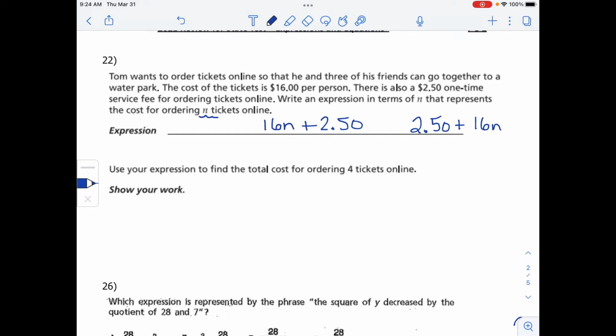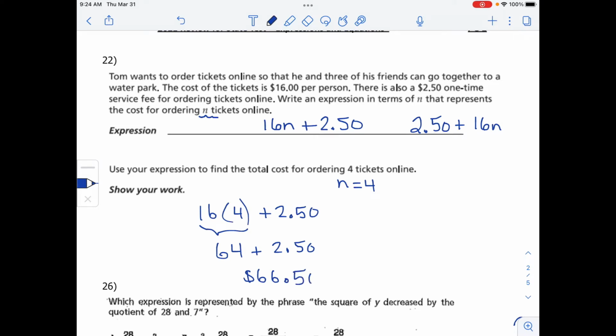All right, now we want to find the cost if we're ordering 4 tickets. So we're going to substitute 4 in for N. Right, so 16 times 4 plus the $2.50. So 16 times 4 is 64. And then we're going to add $2.50 to it. That's $66.50.